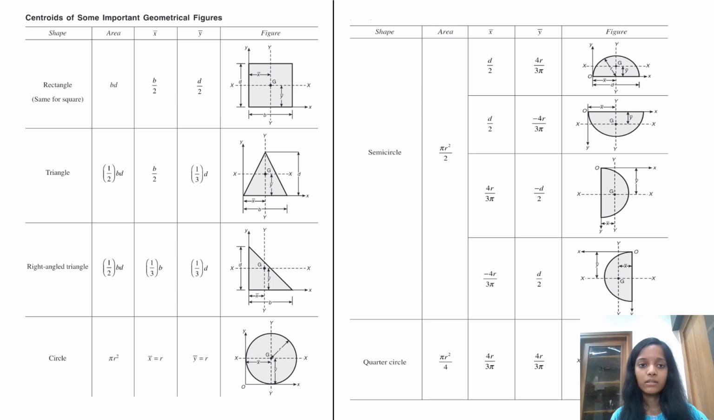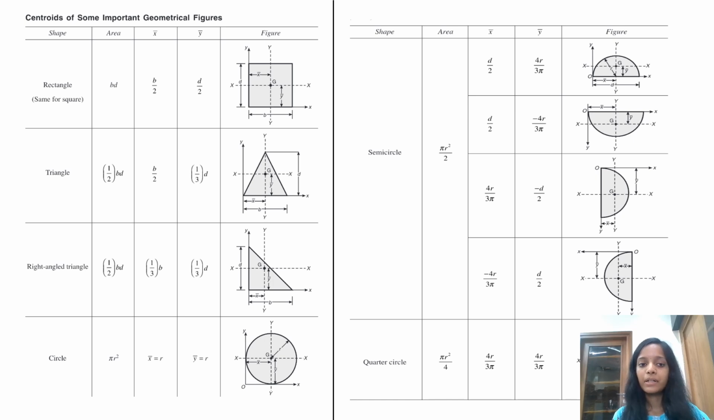So these are the basic formulas which we need to know before getting into solving the problems. For the rectangle, the area is b into d, that is breadth into depth, and x bar is calculated by b by 2, y bar is d by 2, and this is the figure. Triangle, it is 1 by 2 into breadth into depth, the area, and centroidal distance x bar is same as the rectangle, b by 2.